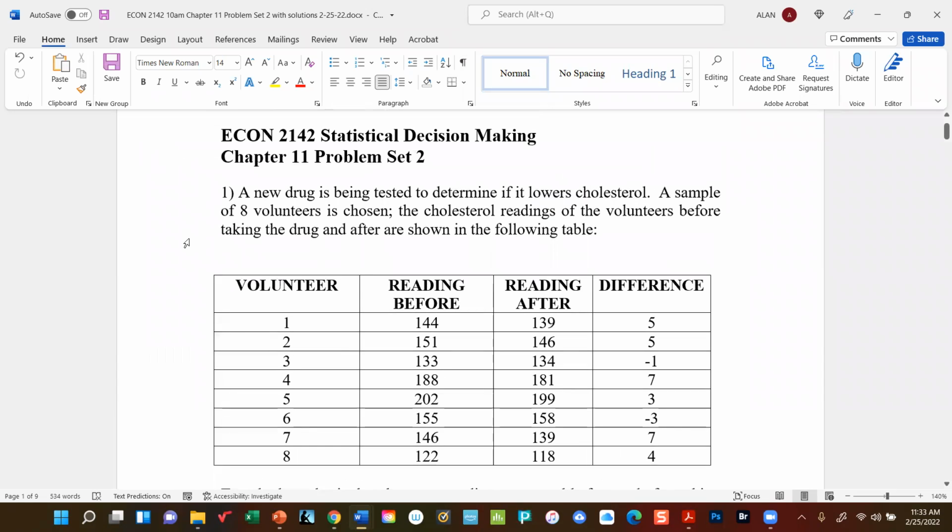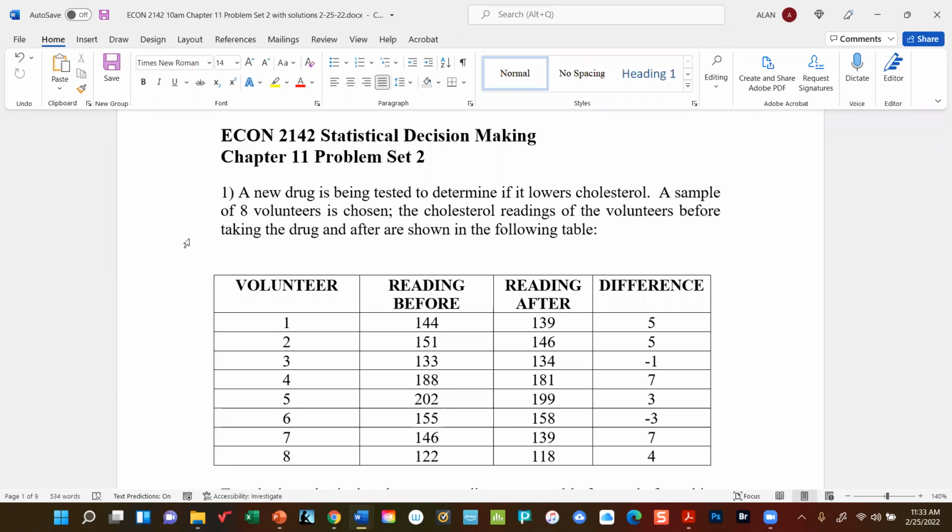Now, we start out with the second problem set. Notice here, we've got this table. Already you should probably see that what we're doing here is testing two samples that are not independent of each other. They're somehow related to each other. So this is that last case that we saw in the chapter for testing hypotheses about two means.